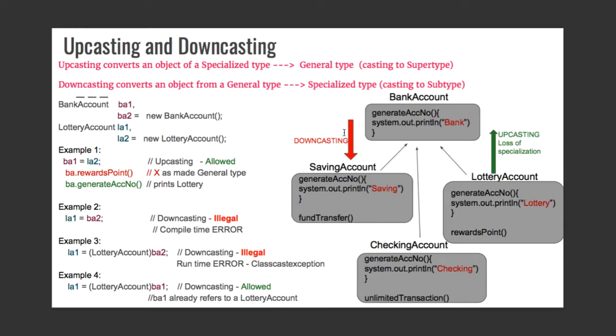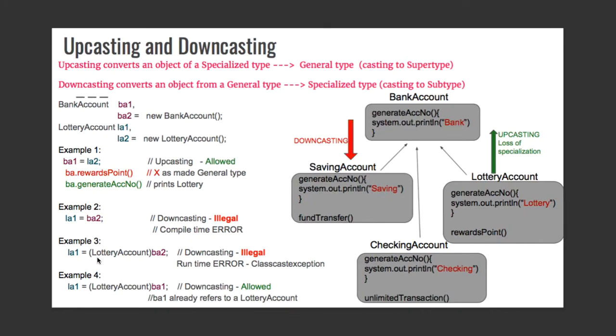Here, you're moving down the line of inheritance. You are trying to do downcasting, that is, you want a bank account to become a specialized type, that is LA1, which is of a lottery account type. How can BA2 be LA1? Because it cannot provide all the specialization LA1 needs. So LA1 cannot refer to BA2. So the compiler gives a compile time error.